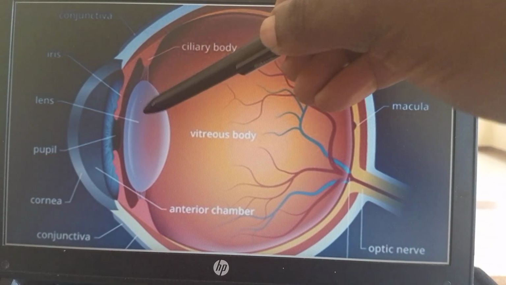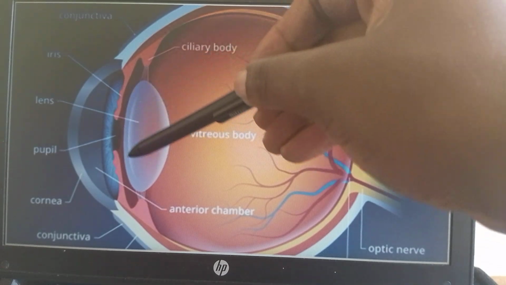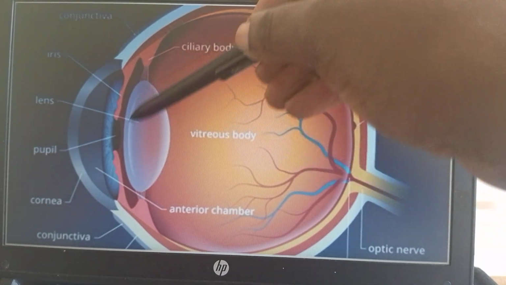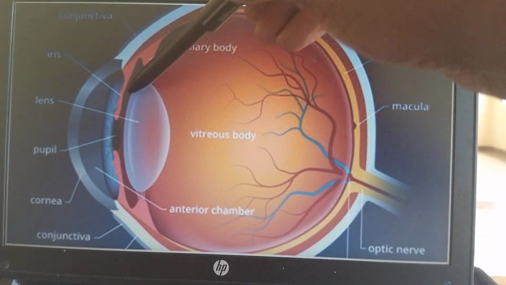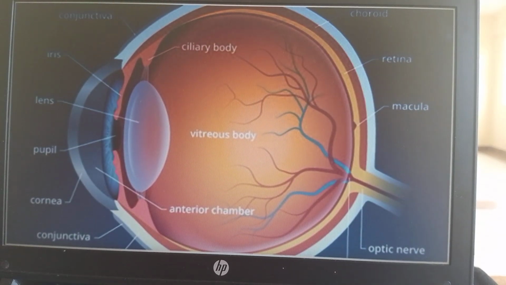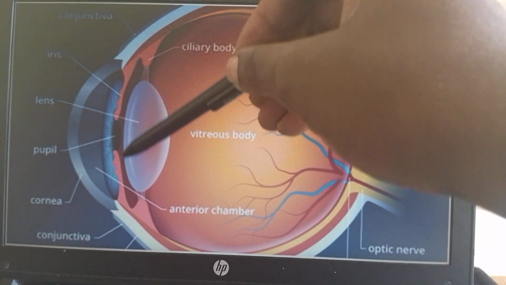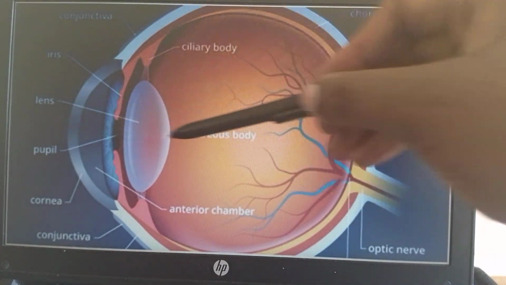But this condition is reversible. This structure is normally removed. The procedure we refer to as cataract surgery, whereby the opacified lens is removed and an artificial lens is inserted and vision is restored.